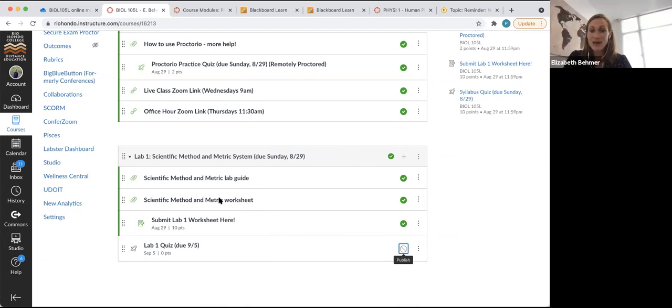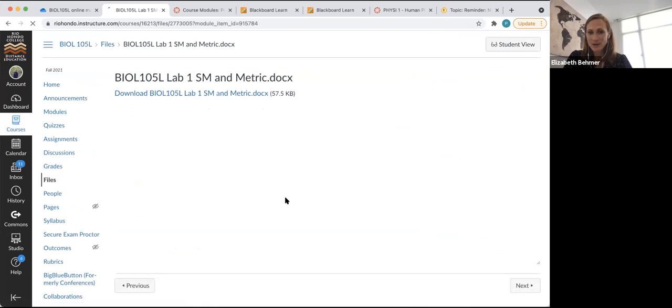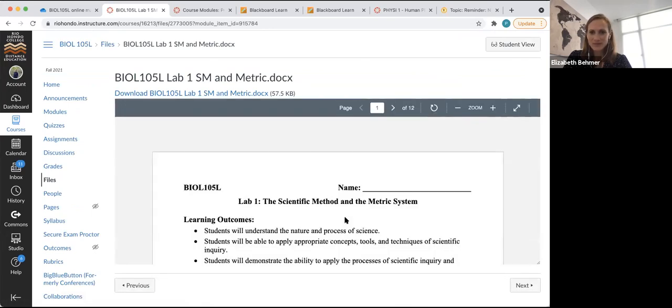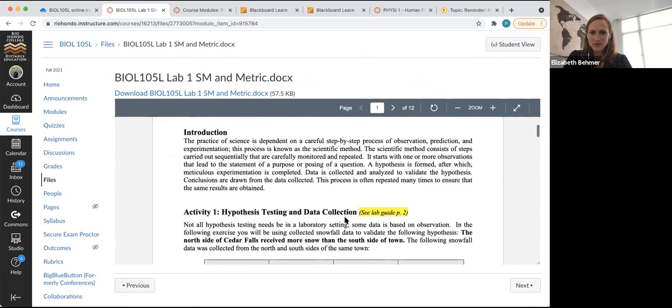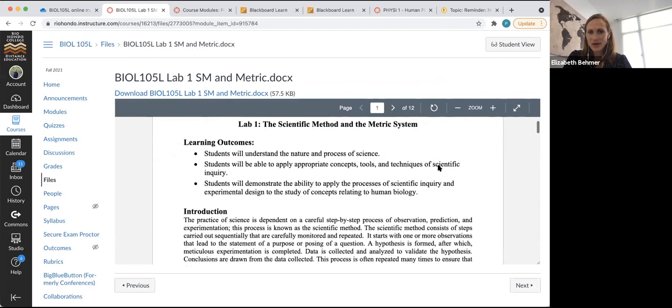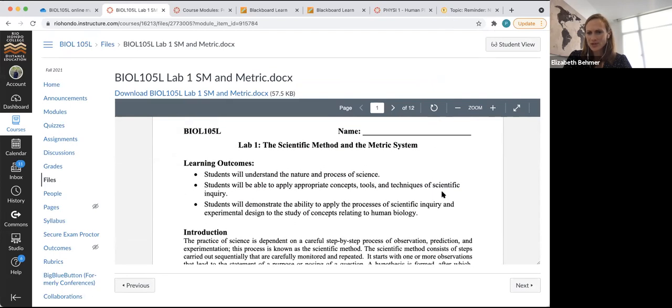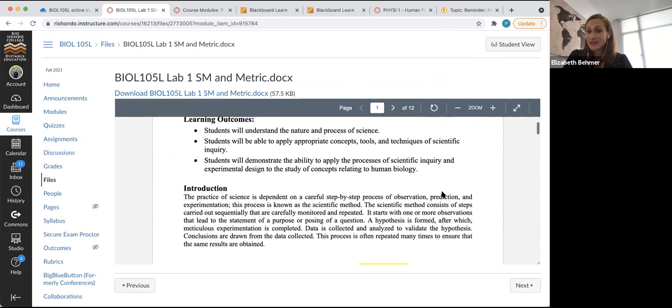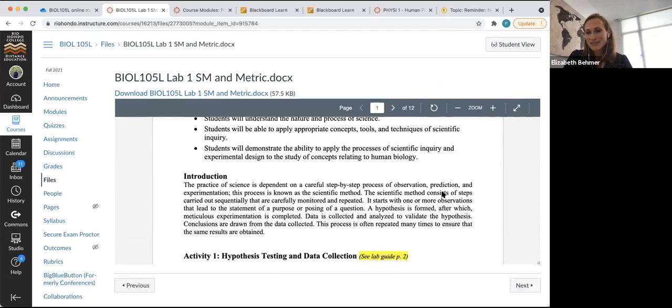So here we have the scientific method and metric system worksheet, which is what you will complete on Sunday. I'm just going to read through the introduction together. The learning outcomes are to understand the nature and process of science, apply concepts, tools, and techniques of scientific inquiry, and demonstrate the ability to apply these processes of scientific inquiry and design to the study of concepts relating to human biology.